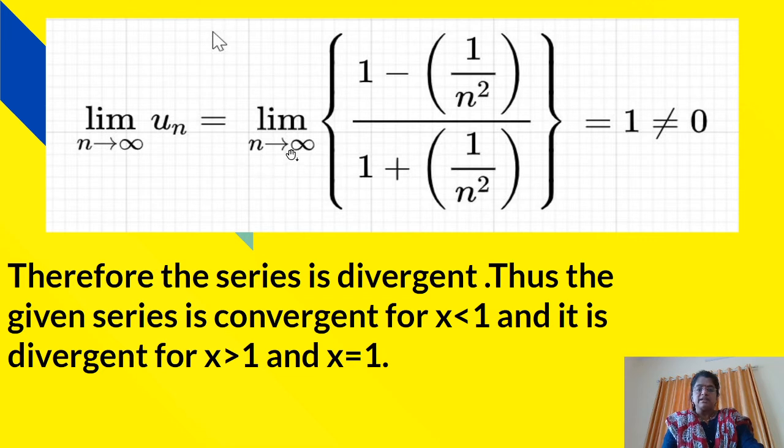Now when n will tends to infinity, 1 upon n square will tend to 0 in the numerator and denominator also, and therefore we will get 1 minus 0 upon 1 plus 0, which is equal to 1, which is not equal to 0, and therefore the given series is divergent. Thus the given series is convergent for x less than 1, and it is divergent for x greater than 1 and x is equal to 1.